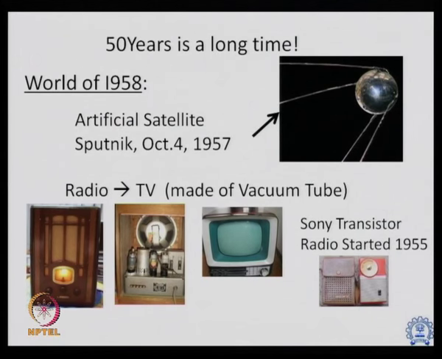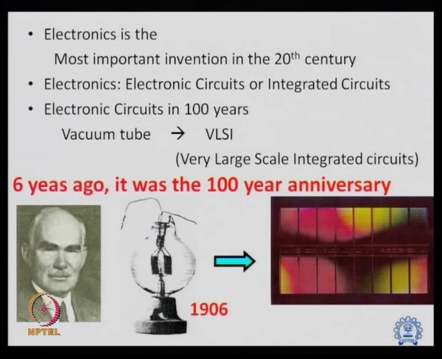The first solid state transistor actually appeared in 1955, and the credit goes to Sony. So, as I said, electronics is the most important invention of the 20th century. How have electronics and integrated circuits progressed in the last 100 years? We started with the vacuum tube, and today we are at very large scale integrated circuits. Just to tell you, 6 years ago it was the 100th year anniversary of the vacuum tube. The first vacuum tube was made by Lee De Forest and it looked something like this.